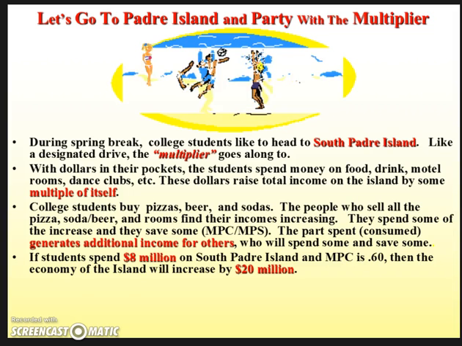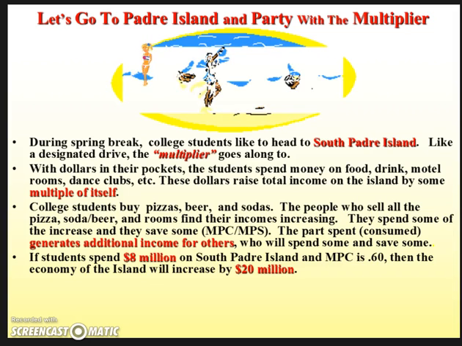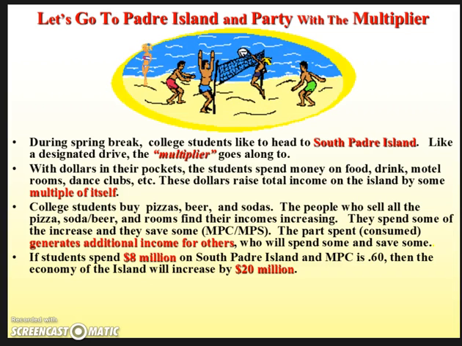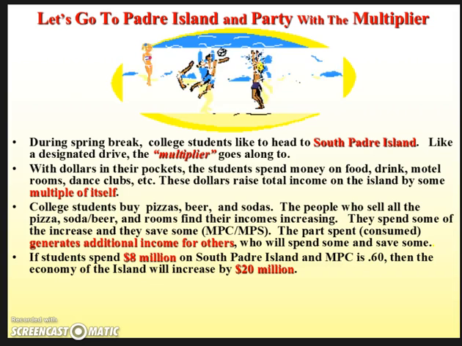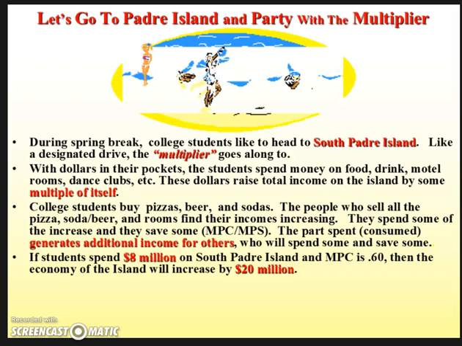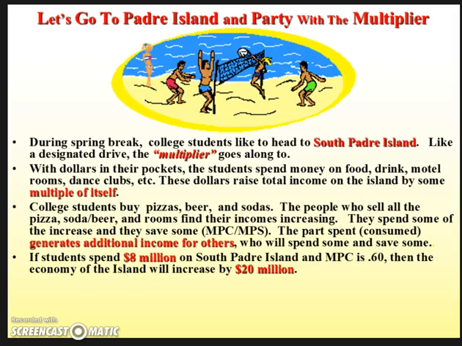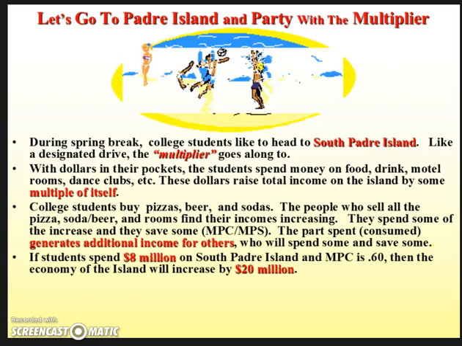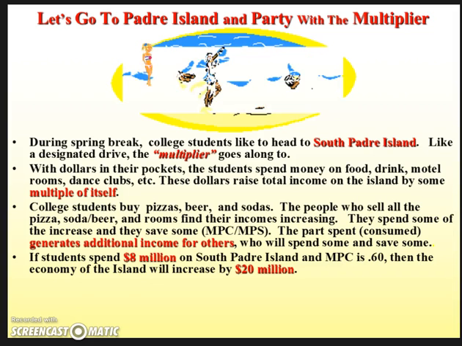College students buy pizza, beer, soda. The people who sell all the pizza, soda, and beer rooms find their incomes increasing. They spend some of the increase and they save some. MPC over MPS. The part spent or consumed generates additional income for others who will spend some and save some.